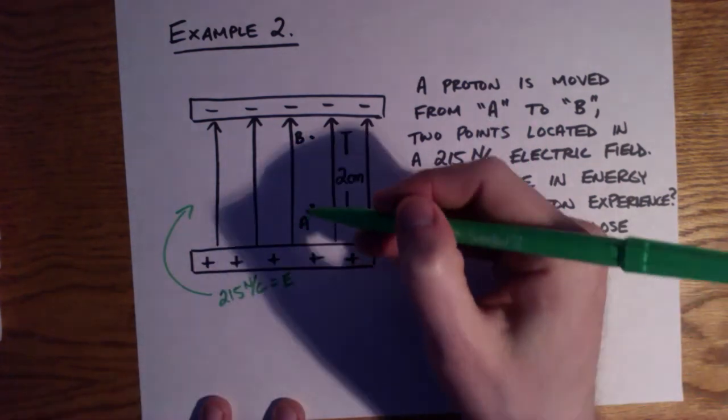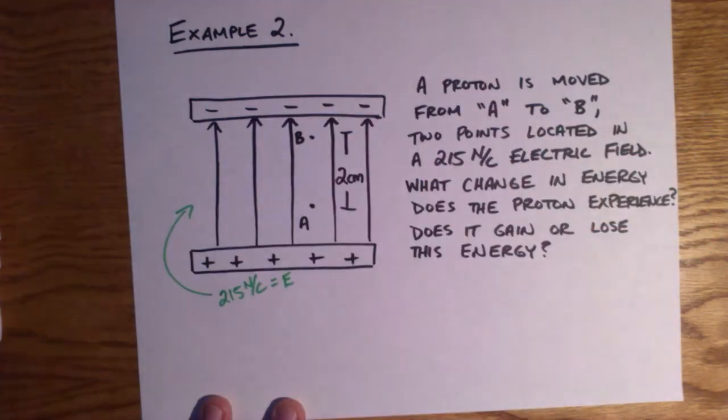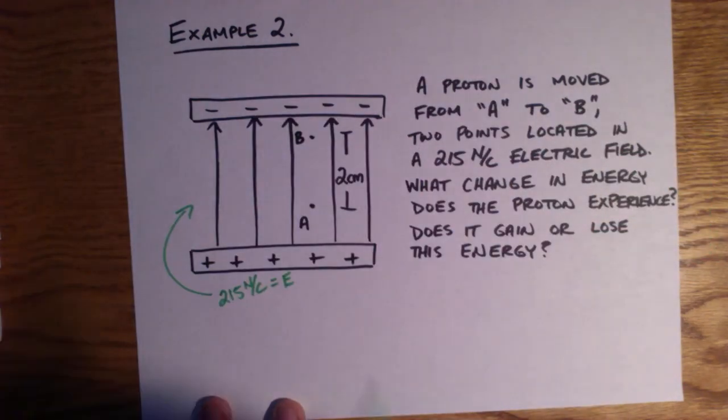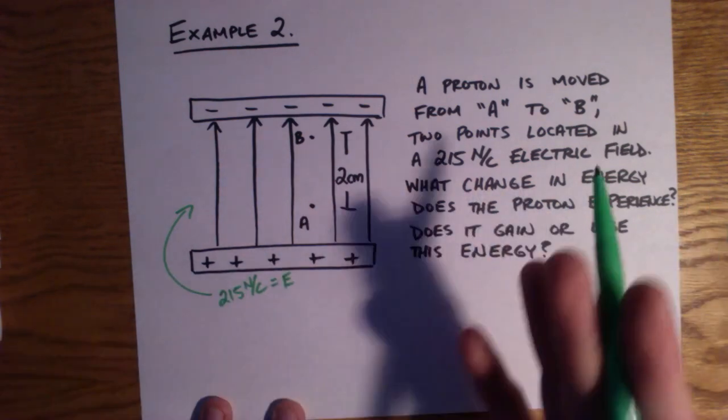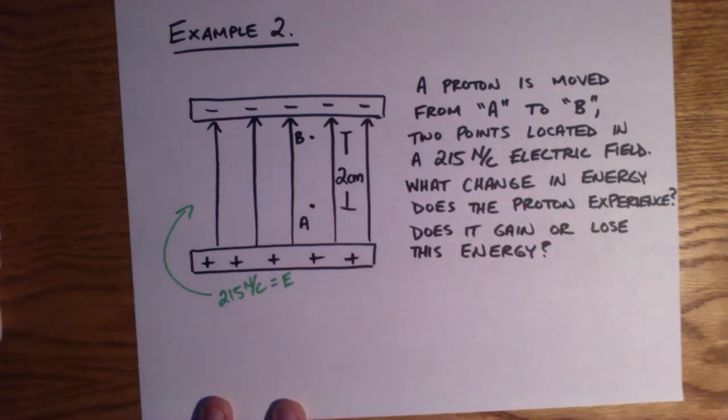Think about it as if it were a mass. A mass is being moved through an electric field. So just like a mass moving through a gravitational field would gain or lose energy, a charge moving through an electric field will likewise either gain or lose electric potential energy.